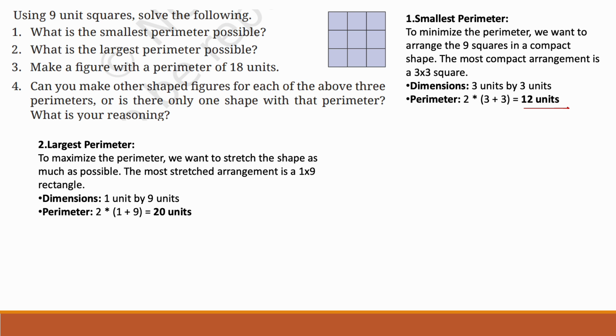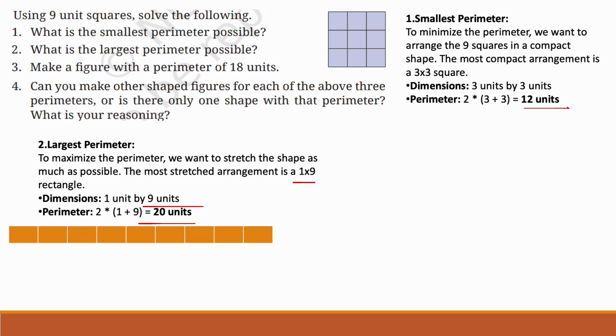Largest perimeter. To maximize the perimeter, we want to stretch the shape as much as possible. The most stretched arrangement is a 1 by 9 rectangle. So dimension is 1 unit by 9 units. Perimeter is 2 into (length plus width), that is 2 into (1 plus 9), that is 20 units.